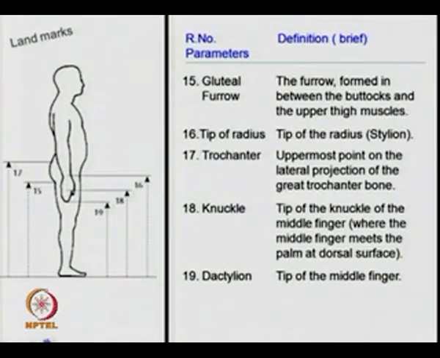Now, the gluteal furrow point, where there is a furrow here. So, this point is the gluteal furrow point, the furrow formed in between the buttocks and the upper thigh muscles. Number 16 is the tip of the radius, the stylion bone. This tip is 16, this one.